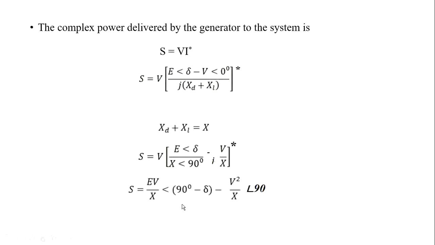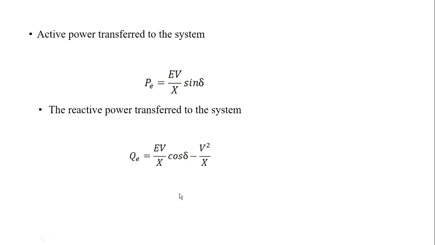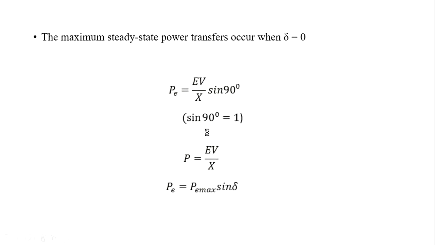Then what is reactive power? Reactive power will be equal to EV by X sine 90 minus delta minus V square by X sine 90. So that is equal to EV by X times sine 90 minus delta, which is cos delta, and V square by X times sine 90, which is 1. So the reactive power will be EV by X cos delta minus V square by X. So this is the expression for active power transfer, and this is the expression for reactive power transfer.